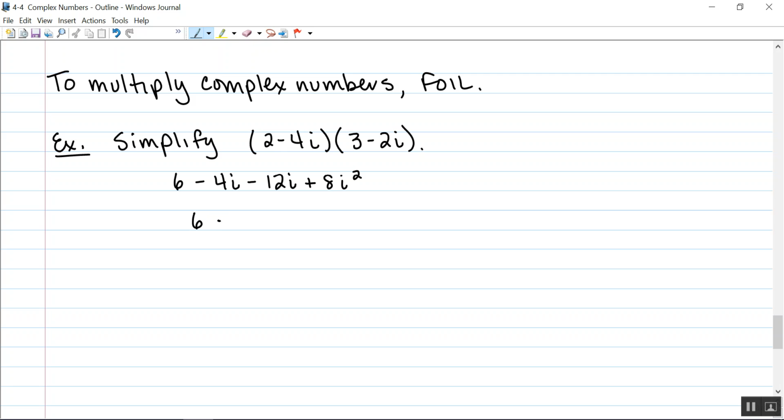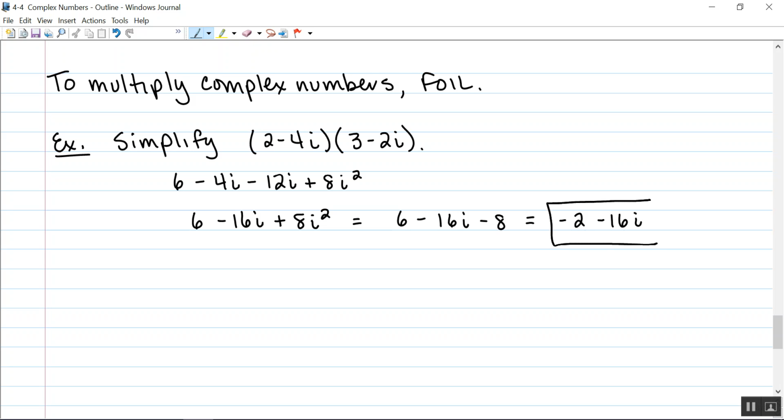Let's clean that up a little bit. Combine like terms. But I can't leave this i squared because remember i squared is equal to negative 1. So this is the same as 6 minus 16i, oh I'm sorry, negative 1 times 8. So putting it in the correct form, I'm going to have to combine the 6 and the negative 8, so negative 2 minus 16i. Just don't forget you can't leave i squared in your final answer.